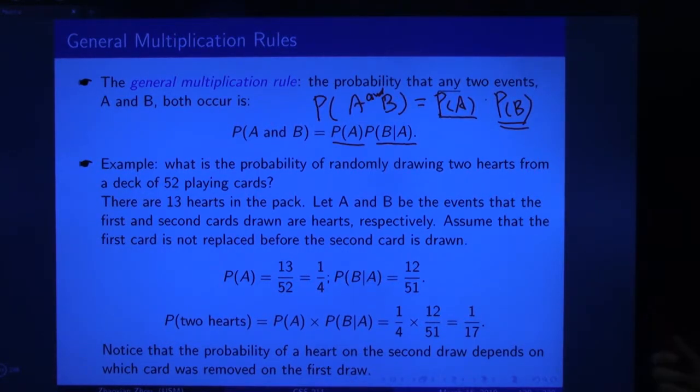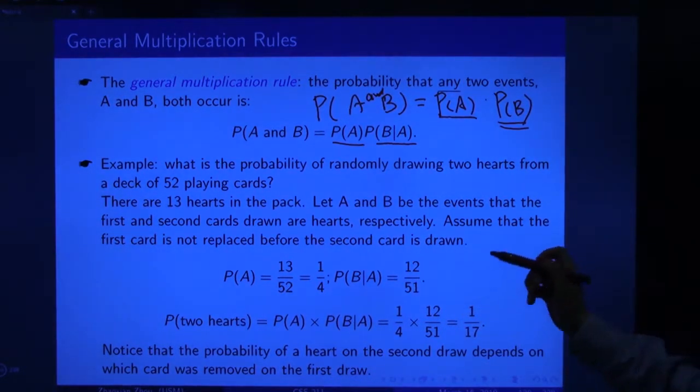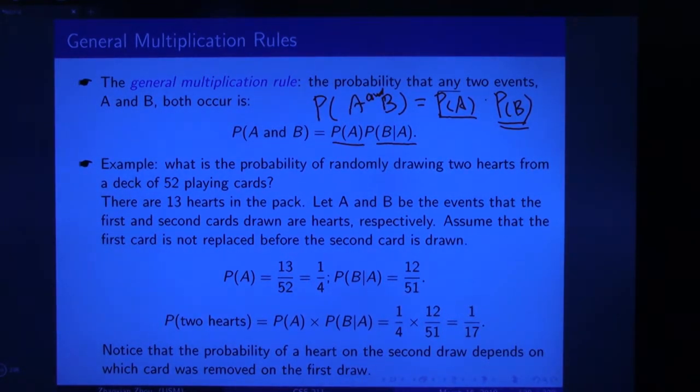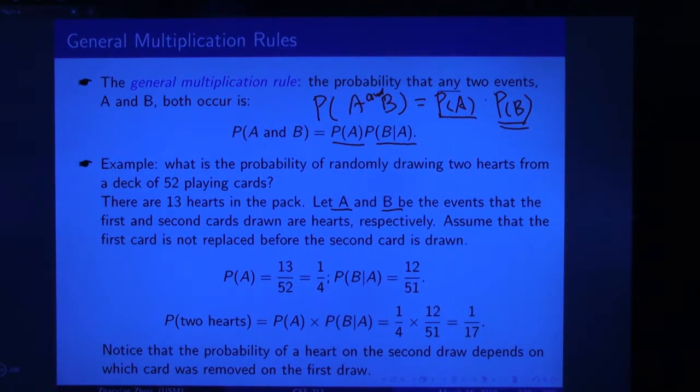Here we have an example. What is the probability of randomly drawing two hearts from a deck of 52 playing cards? We know there are 13 hearts in the pack. We use A to represent the event that the first card drawn is a heart, and event B is the event that the second card drawn is a heart. We assume that the first card is not replaced before the second card is drawn. That means you draw the first card, then you throw it away, then you draw the second card.